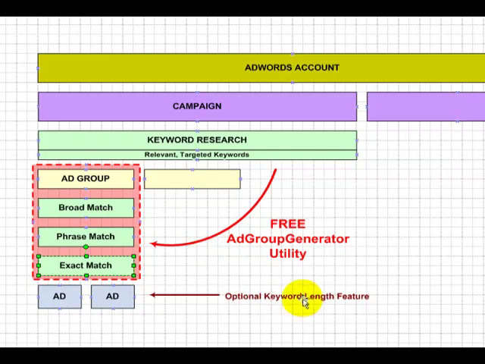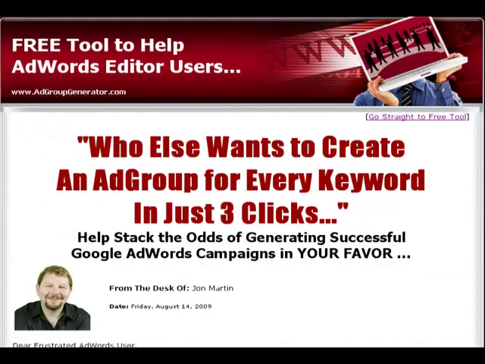There's also an optional feature called the keyword length feature, which can help you in creating and designing your ads. It won't actually create your ads for you, but it gives you some information that can help you start from a good baseline. Okay, so this is the website that you've probably read through already. To save you reading through it again, there's a link at the very top of the screen that says go straight to free tools.